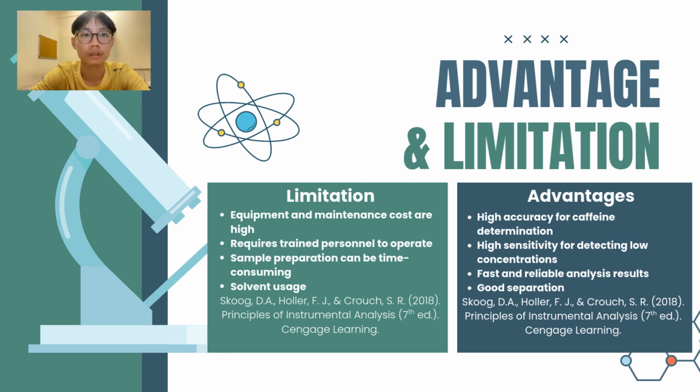HPLC has several advantages. First, it provides high accuracy and sensitivity, allowing caffeine to be detected even at lower concentrations. It also provides reliable and fast results and can effectively separate caffeine from other compounds present in beverages. Because of these characteristics, HPLC is widely used for routine analysis and quality control.